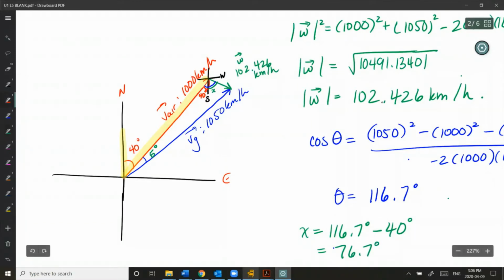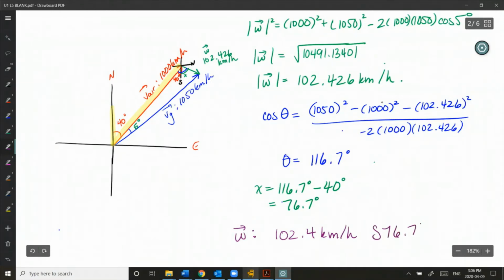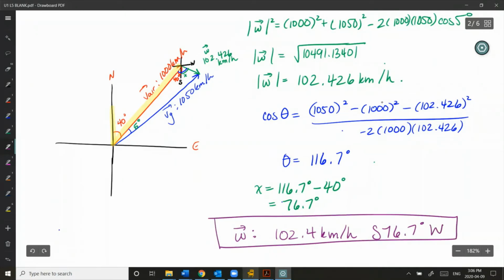So when you state your resulting wind velocity, you're going to say, let's say round this to 1 decimal place, 102.4 kilometers per hour in a direction south, 76.7 degrees west. Okay, always remember that when we say velocity, we're asking for an answer with a magnitude and also a direction.